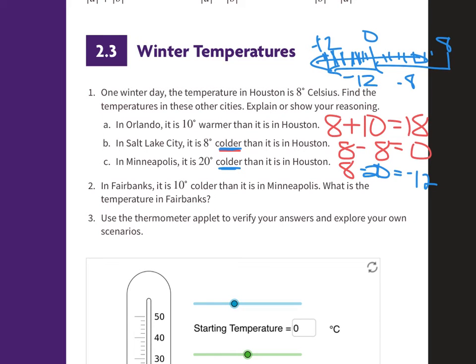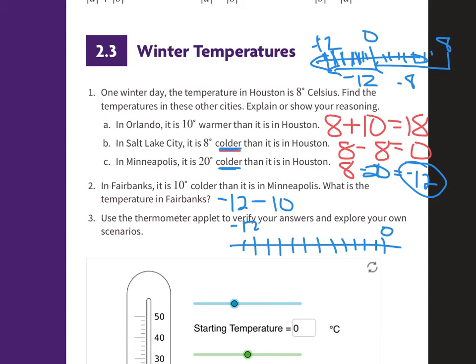Okay? Number 2, in Fairbanks, it's 10 degrees colder than it is in Minneapolis. What's the temperature in Fairbanks? Well, Minneapolis was negative 12. We just figured out negative 12 here. So 10 degrees colder, so we have negative 12 minus 10 more degrees. So if you think of a number line, here's 0, 1, 2, 3, 4, 5, 6, 7, 8, 9, 10, 11, 12. Now we have to go left 10 more spaces.